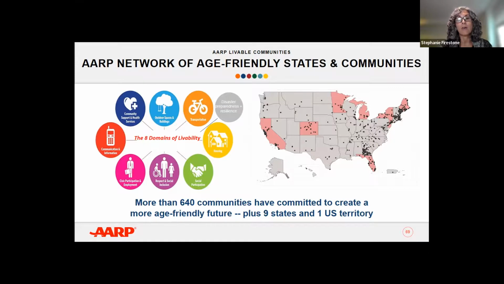Particularly under that broad heading of livable communities, our network of age-friendly states and communities. Essentially, we are an affiliate of what Emily talked about at the beginning, the WHO's global network of age-friendly cities and communities. We look to help each community become more and more age-friendly over time. We started in 2012 with 10 communities, and now have more than 640 communities, plus 9 states and 1 US territory. And each of those programs goes by those 8 domains of livability that are part of the age-friendly program.